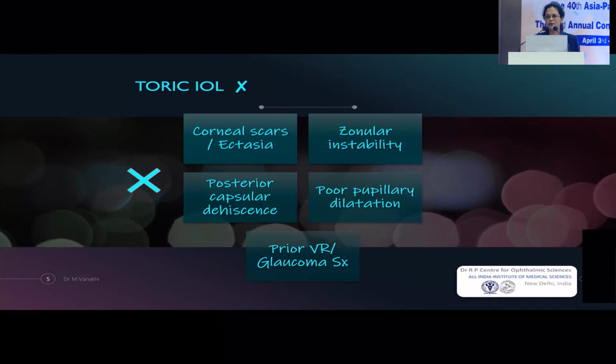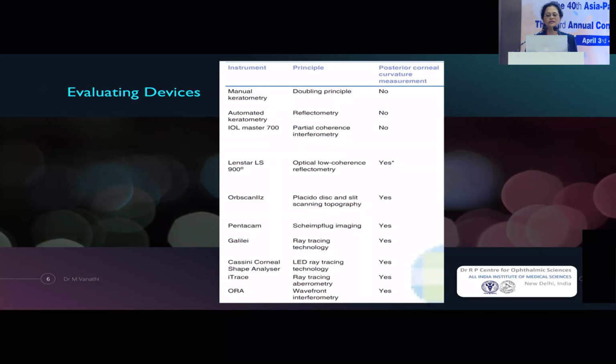So this is something you need to be considering, but by and large, with the way IOL implantation and IOL practice have changed, most of these indications have now moved on from being absolute contraindications to relative contraindications. So that's how the scenario of toric IOL implantation has changed with time. So what do you need to know next?